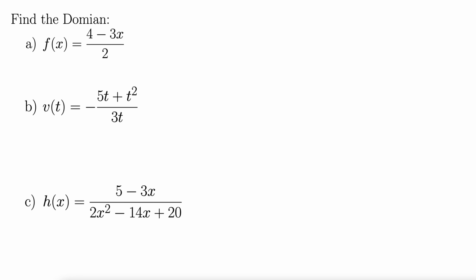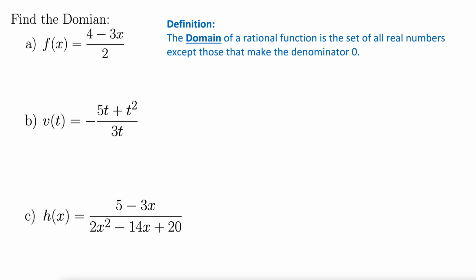For these examples, we want to find the domain of the rational function. Let's start with the definition of domain. The domain of a rational function is the set of all numbers except those that make the denominator 0. Okay, so basically we want to look at these rational functions and then throw out any numbers that give us 0 in the denominator. Let's take a look at the first one.